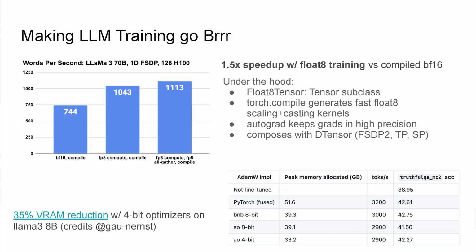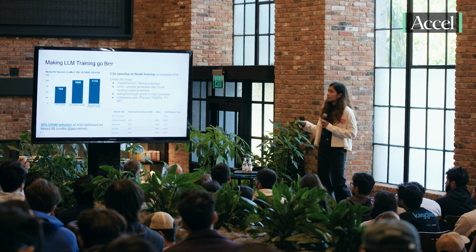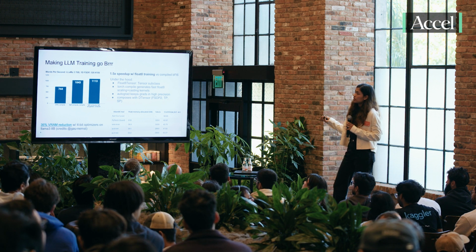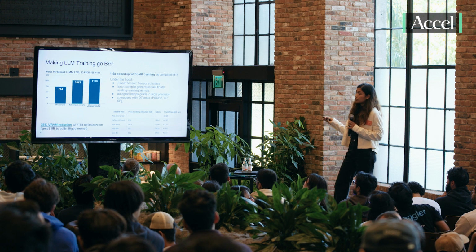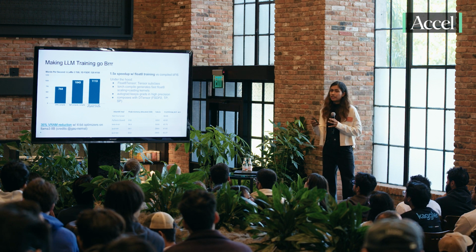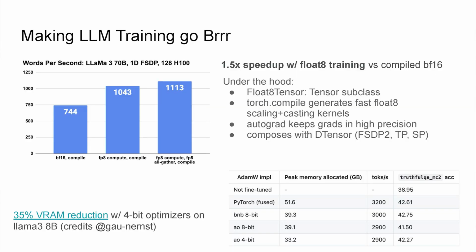On the training side, we also have easy-to-use APIs that enable you to do both computation as well as distributed communication in low precision, specifically for float8, where we are seeing a 1.5x speedup versus the compiled baseline. And under the hood, this uses a float8 tensor, which is a tensor subclass type, and it leverages torch compile to generate the fast float8 scaling and casting kernels, and also for fusing these kernels with preceding operators where applicable. With float8 training, you also get autograd support and distributed support, so it works with distributed primitives like FSDP2, tensor parallelism, and sequence parallelism.